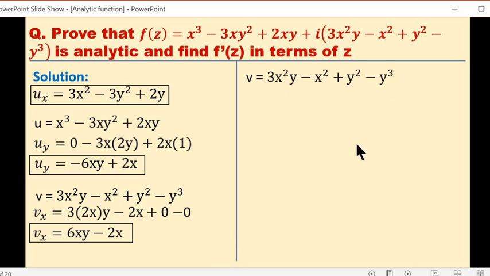We take v again and now we differentiate it with respect to y. So the derivative of v with respect to y is 3 as it is, x square as it is, y's derivative 1, since we have to differentiate with respect to y. Minus, here I cannot see any y.